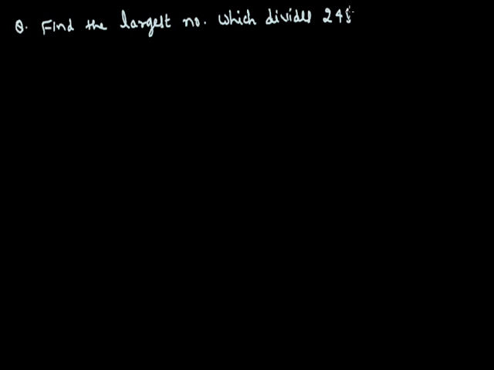So we are now discussing some more problems on Euclid division algorithm. Next problem. Find the largest number which divides 245 and 1029, leaving remainder 5 in each case.